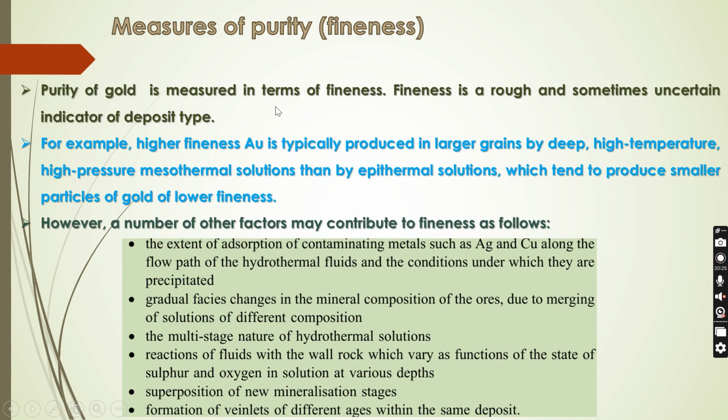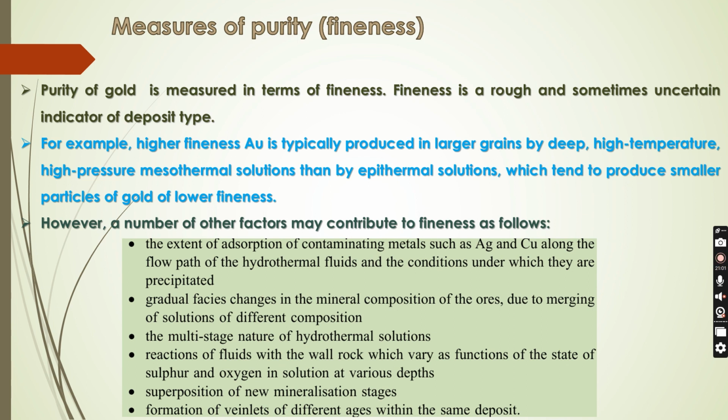Now, as I have discussed, gold always contains some impurities. So how do we measure the purity of gold? It is measured in terms of fineness. We must have come across this terminology whenever reading about gold exploration. Fineness is a rough and sometimes uncertain indicator of deposit type, but it is a definite indication of purity of gold. More fine gold means more pure gold.